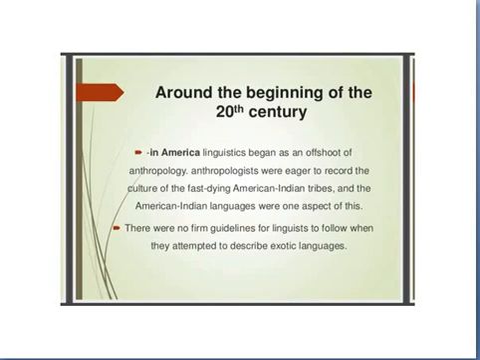Around the beginning of the 20th century in America, linguistics began as an offshoot of anthropology. Anthropologists were eager to record the culture of the fast-dying American Indian tribes, and the American Indian languages were one aspect of this. There were no firm guidelines for the linguists to follow when they attempted to describe exotic languages.